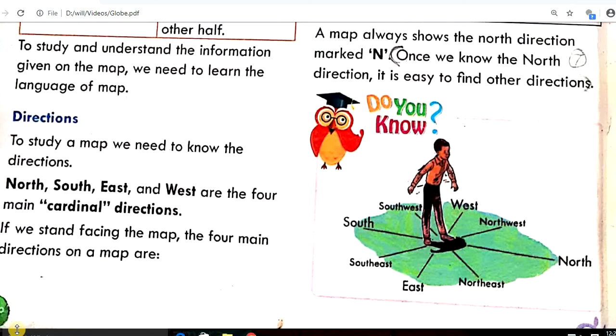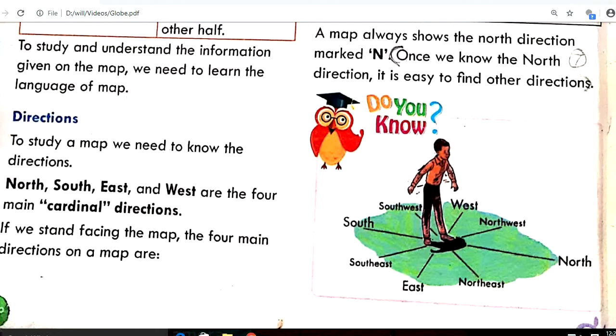Good morning students, today I will tell you about chapter 1, Maps and Globes: Directions. To study a map, we need to know the directions. Now there are 4 directions: north, south, east and west. These are the 4 main directions, the cardinal directions.